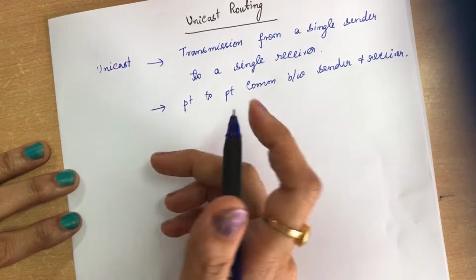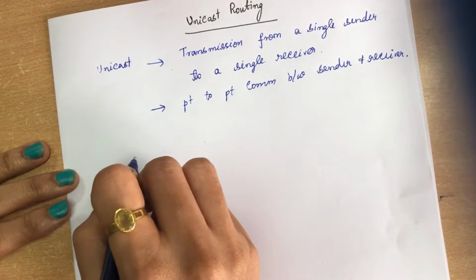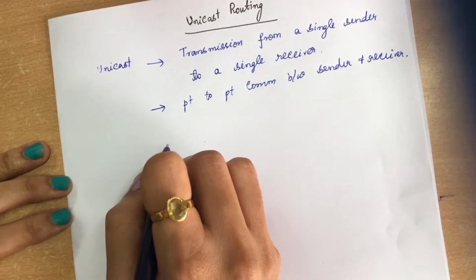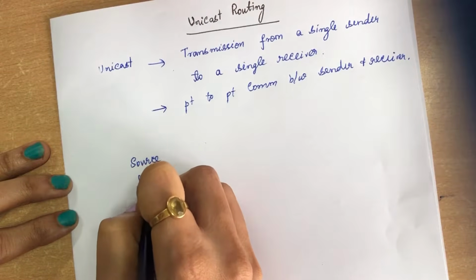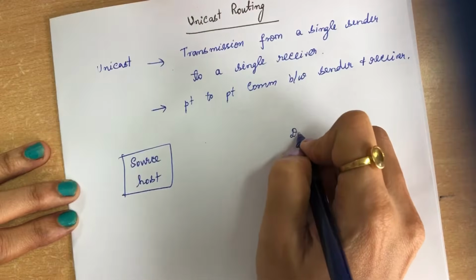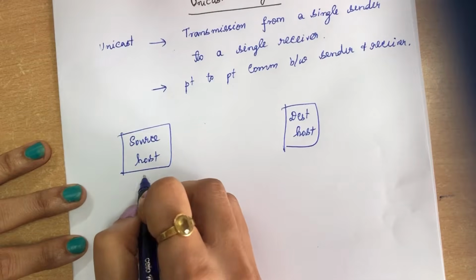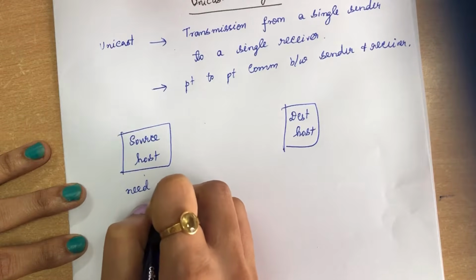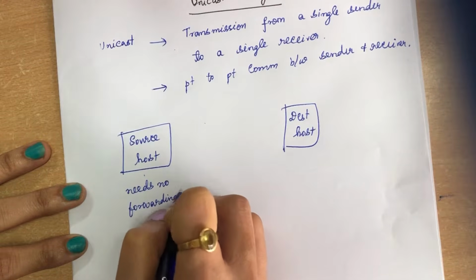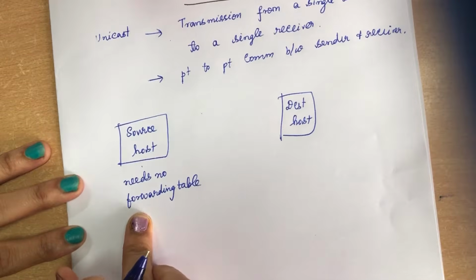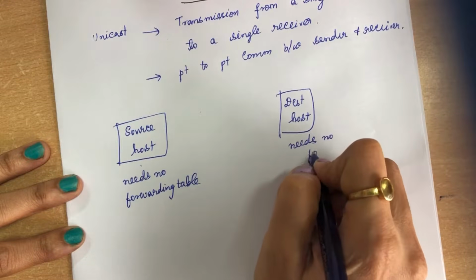So here in the internet you have a large number of routers and all the hosts are connected to the routers, right? So here in unicast routing, there is a source host and you have your destination host. This source host needs no forwarding table. Likewise, over here, usually we'll have a forwarding table. By looking in the forwarding table, we will forward the packets. And the destination host also needs no forwarding table.